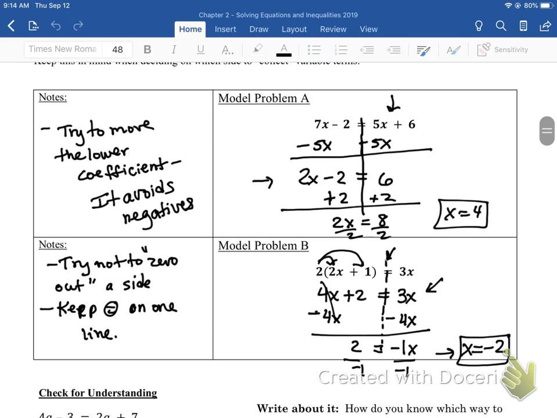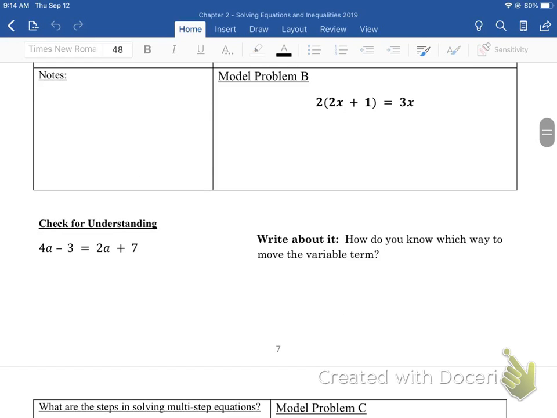Okay, check for understanding is yours. When you're done, call teacher so I can check your solution.